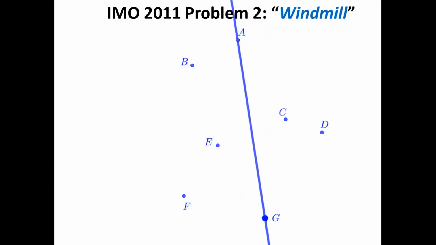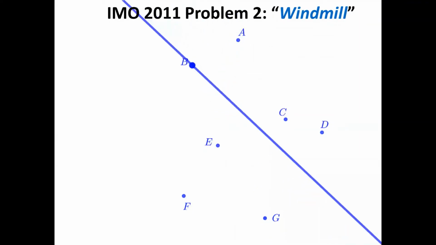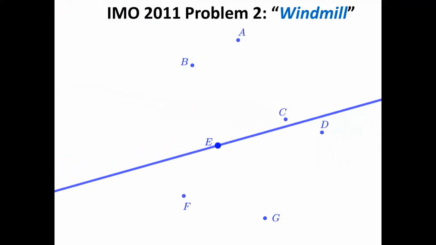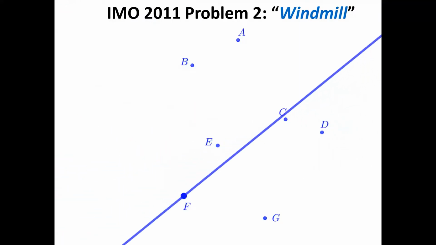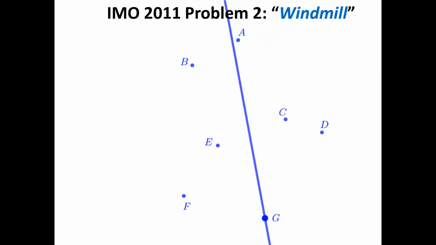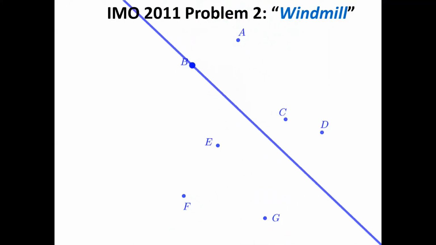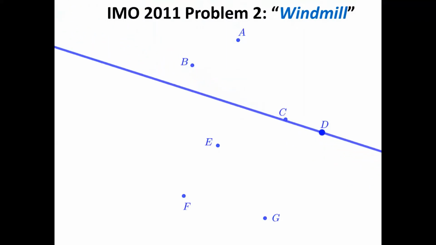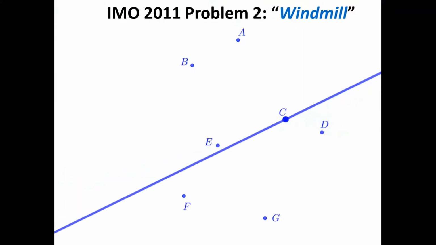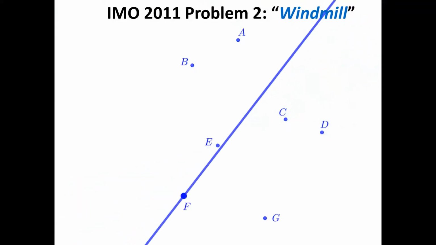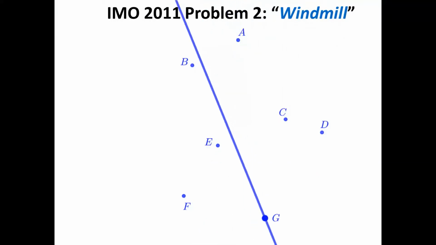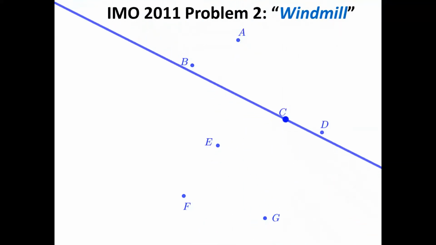A windmill is a process that starts with a line going through a single point. The line rotates counterclockwise about the pivot until the first time the line meets another point. This point is taken as the new pivot, and the line now rotates counterclockwise about the new point until it next meets another point. This process continues indefinitely.